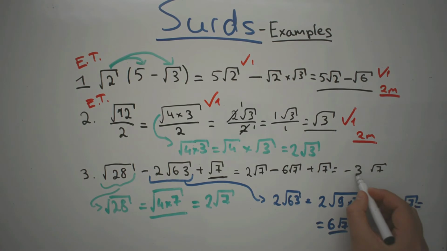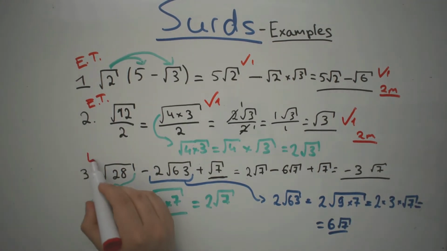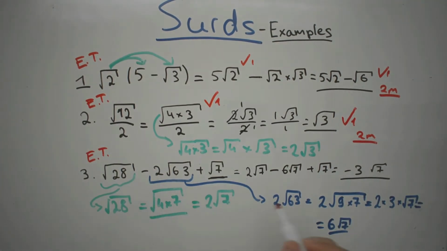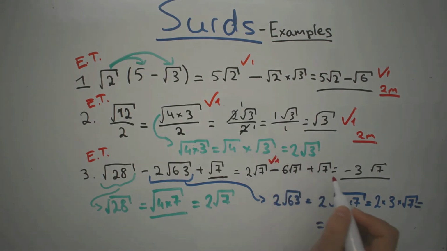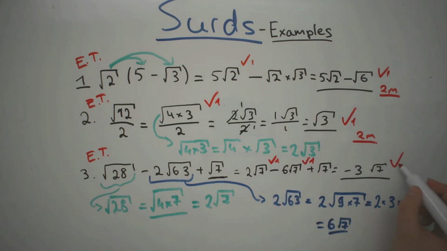The exam techniques for this question, you will most probably get 3 marks. So you'll get a mark for each simplified root, and then a final mark for your final answer.